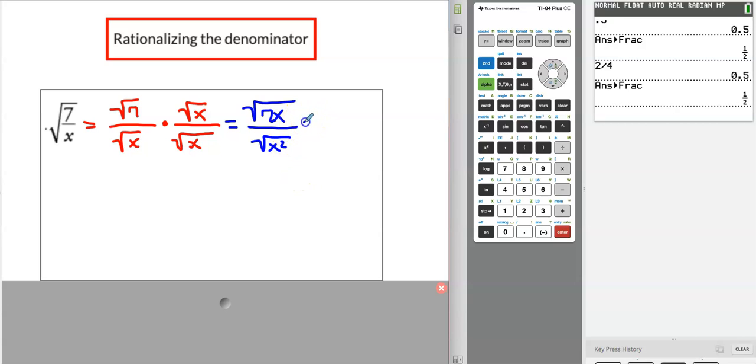Now, when I'm simplifying this, I see at the top, I can't simplify anything. So it's just going to stay written as the square root of 7x. And in the bottom, the square root of x squared is just x. So you can't do anything else to it. There's no numbers to divide.